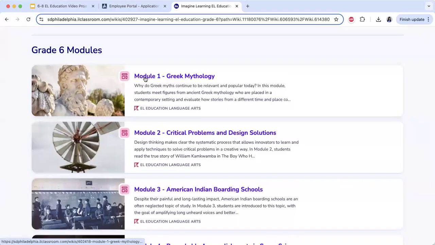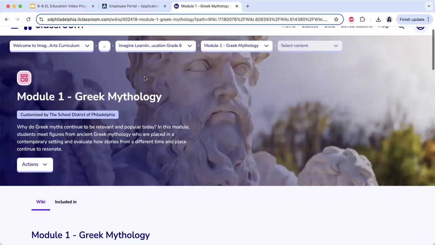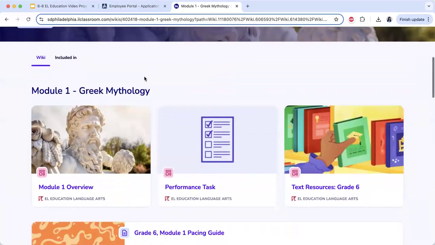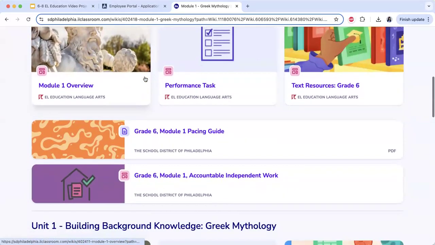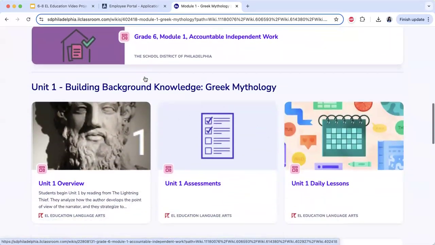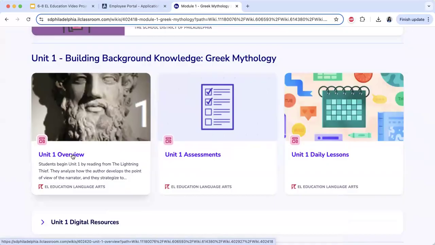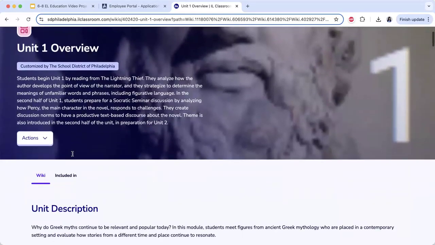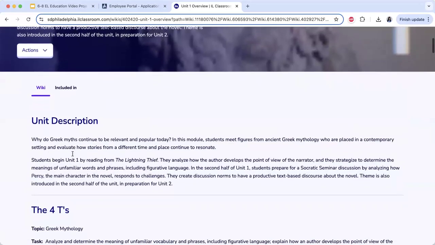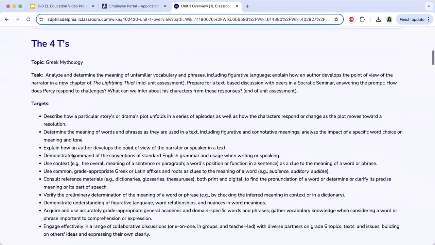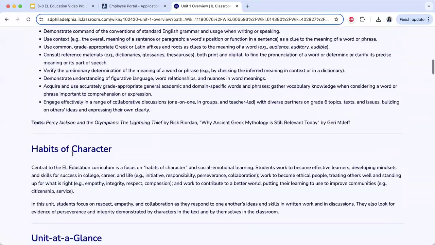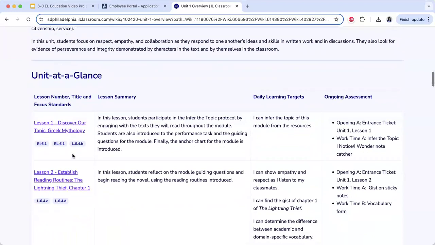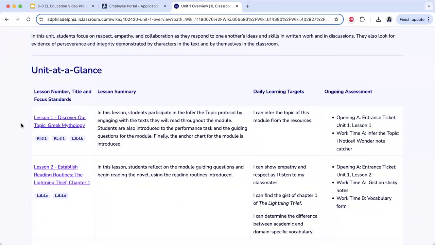So if I click on module 1, when I scroll down to module 1, going past these initial resources, I'm going to find this page, the Unit 1 overview. So I'm going to click that. And there's a lot of good stuff here, but I'm going to skip over the unit description, the 4 T's, the habits of character until I get to the unit at a glance.